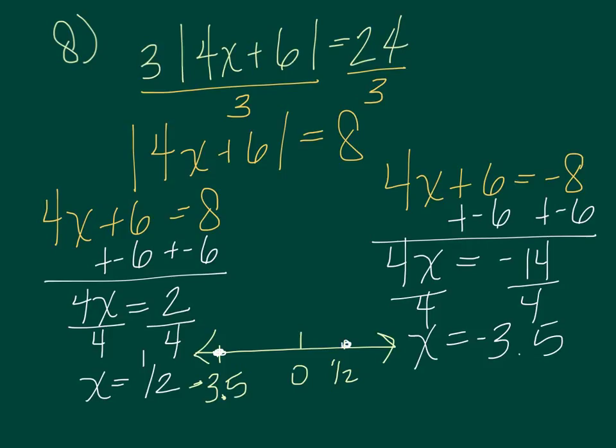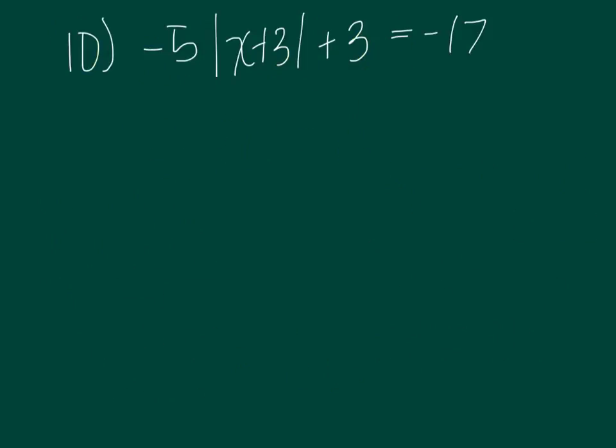The last one I want you to try is number 10. Now remember order of operations of trying to get your absolute value alone. Now some of you might be thinking, okay, Miss Summers, this is no solution because it equals negative 17. But you first need to get absolute value alone. Since it's not isolated, we need to move the negative 5 and the 3. So remember, we work in reverse of order of operations.